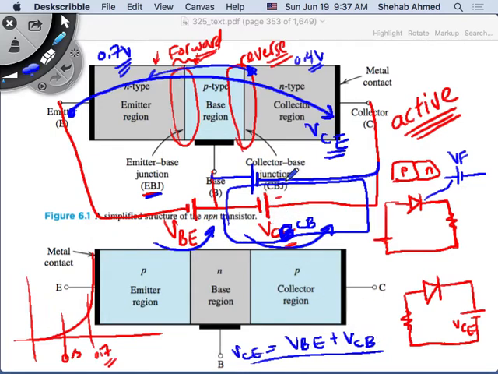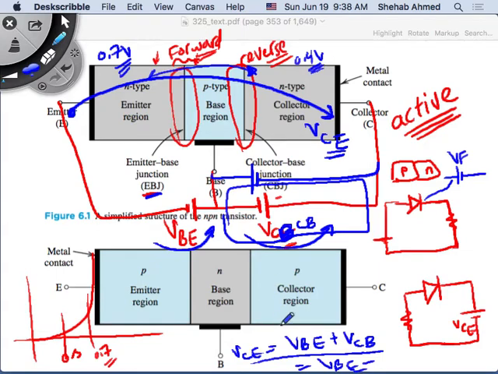If VCB is negative, we said it's going to start changing. If it's positive, we agree this PN junction is reverse biased. If it's negative, there will be a value beyond which it will push the device into saturation mode. In saturation mode, I replace this VCB with a negative value, so it will be VBE minus a number.